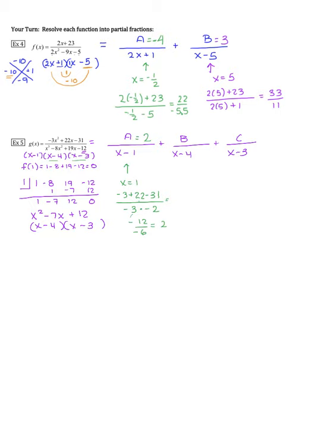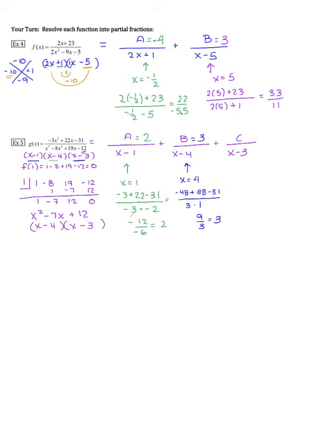All right, now I'm going to do this one. So I'm going to let x equal 4. So negative 3 times 16 is a negative 48, plus 22 times 4 is 88, minus 31, all over. Now I'm only going to plug it in the first and the last. So 4 minus 1 is 3, 4 minus 3 is 1. So I have negative 48 plus 88 minus 31 is 9 over 3. So this value will be 3.